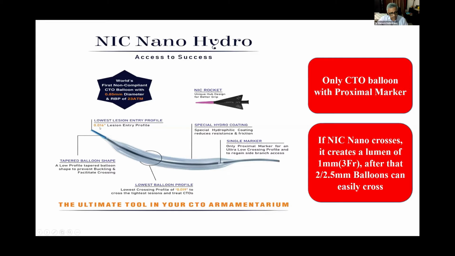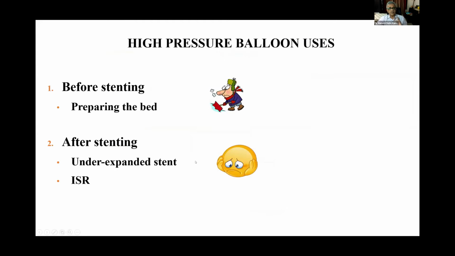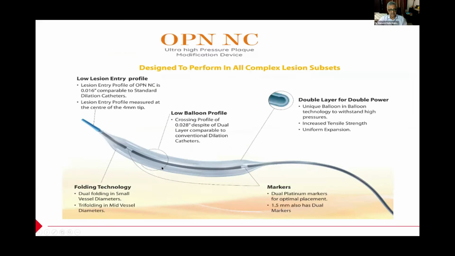It's got a low lesion profile of 0.16, a hydro coating, and a single marker proximally. The advantage is that if your marker is inside the lesion, it means you have managed to cross the lesion, and you can go up to 28 atmospheres on this balloon. The high pressure uses are for preparing the bed, under-expanded stent, and even in ISR. This is the ultra high pressure plaque modification device, or OPN NC balloon.